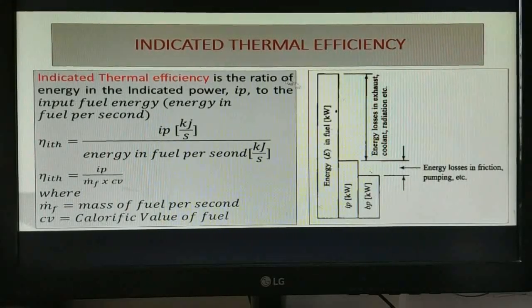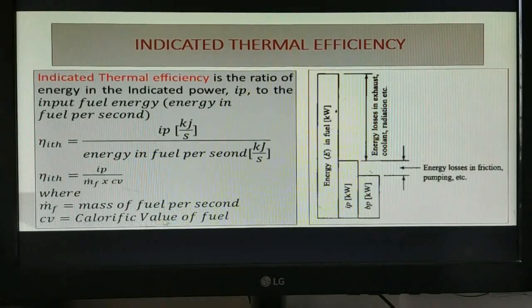So it is the ratio of the indicated power to the input fuel energy, that is, energy in fuel per second. So the indicated thermal efficiency equation is indicated power, either in kilowatt or kilojoules per second, over energy in fuel per second, that is kilojoules per second. So how are we writing it? Indicated power. Now energy in fuel per second we calculate as m dot f into CV, where m dot f is the mass of the fuel consumed per second, and CV is the calorific value of the fuel.